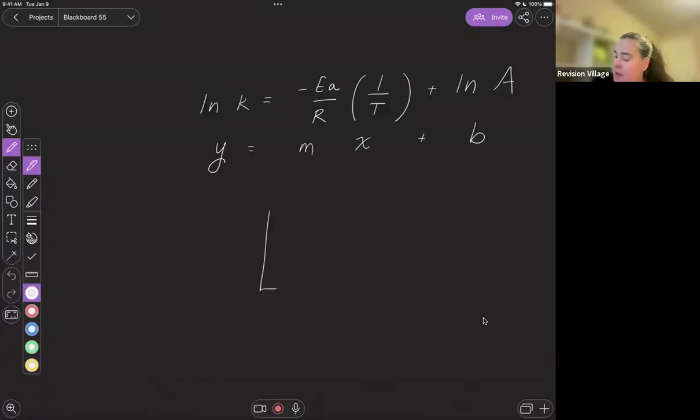And so if I were to plot the ln of k on my y-axis and 1 over the temperature in Kelvin on my x-axis, then I would get a line that had a negative slope. And the slope of that line would be the activation energy divided by R. And the y-intercept of that line would be the natural log of the frequency factor.